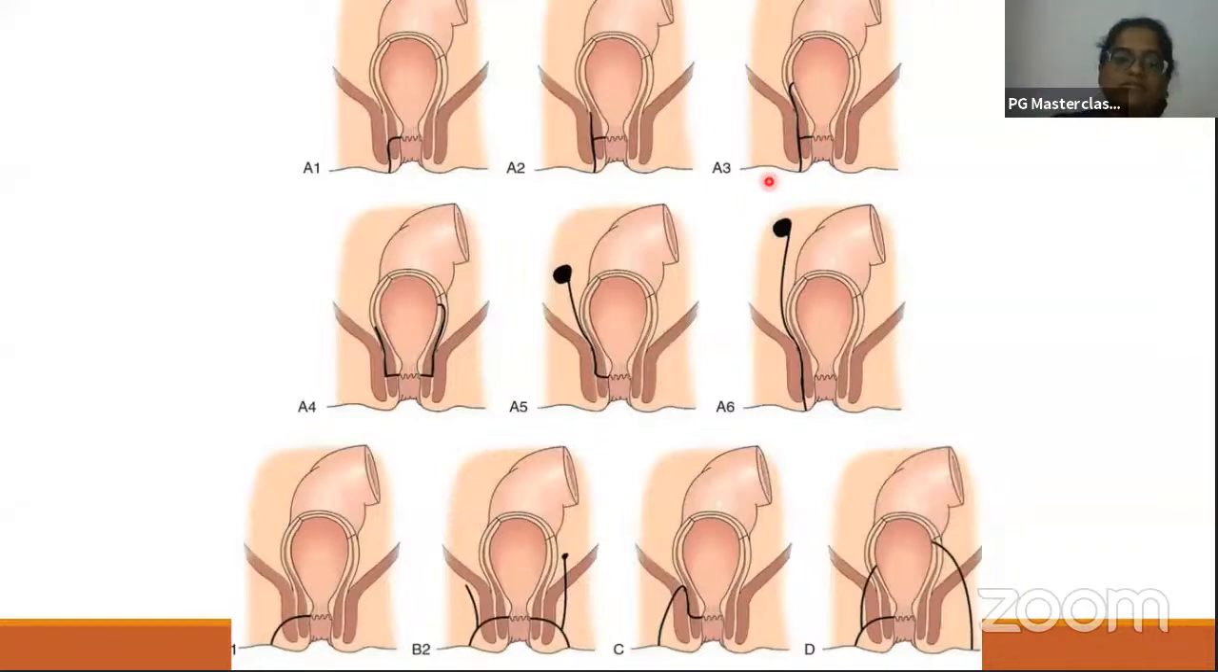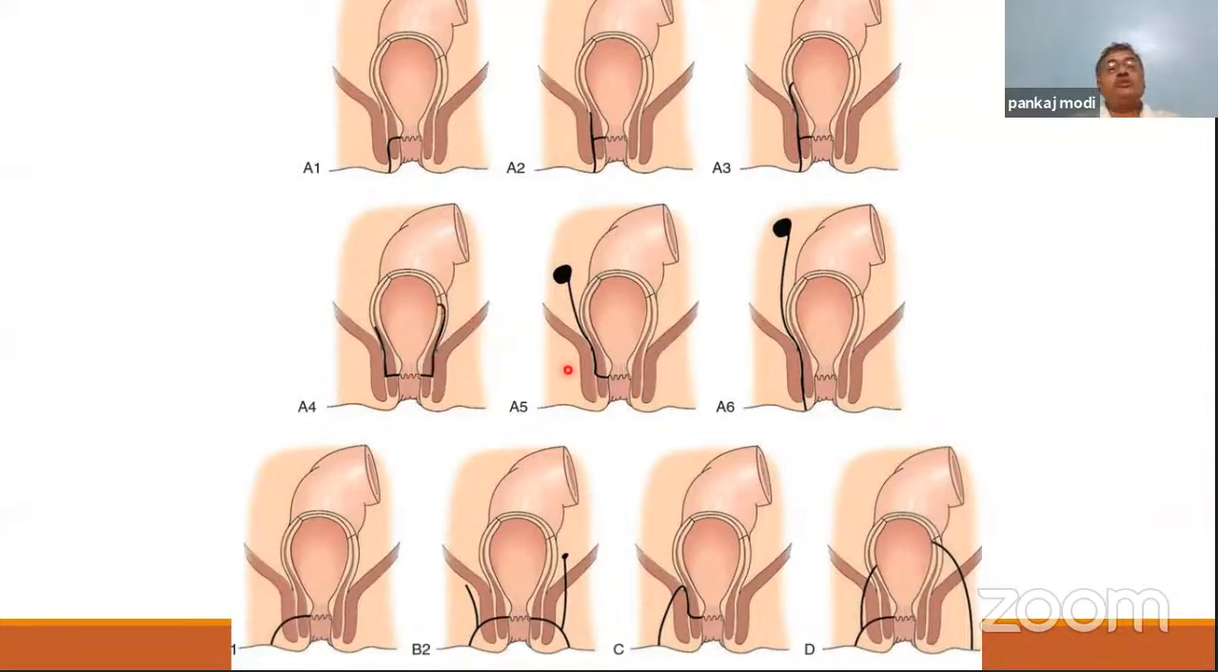The next one is a high-end tract which has a rectal opening. Then there can be a high-end tract which has a rectal opening but no external opening. So there's a fistula which only has an internal opening at the dentate line and a rectal opening.